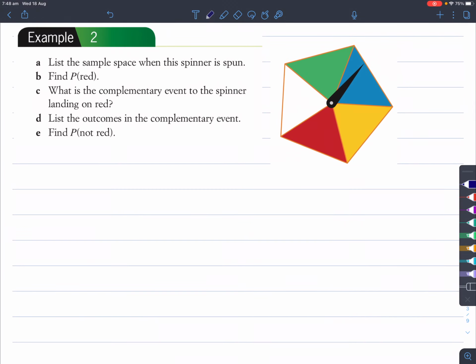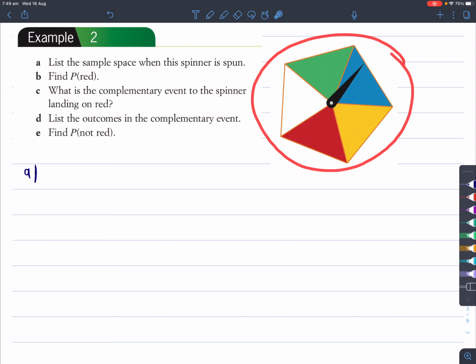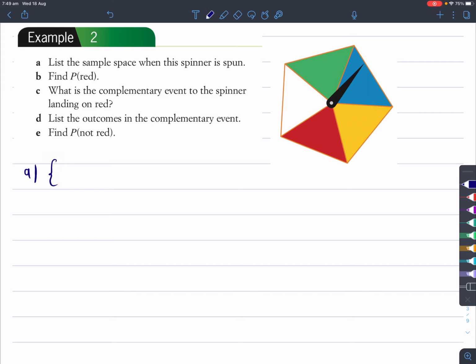Example 2. Question A. List the sample space when this spinner is spun. We've got 5 colors here. So we can say the sample space, beginning with our curly bracket and inserting anything within the curly bracket with what it has on the spinner. We can start off with green, then blue, then yellow, then red, then white.